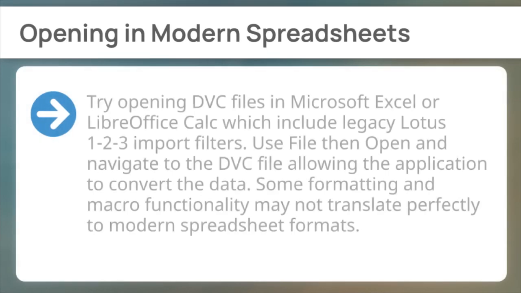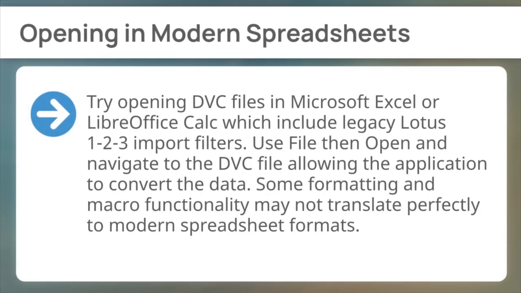First, opening in modern spreadsheets. Try opening DVC files in Microsoft Excel or LibreOffice Calc, which include legacy Lotus-123 import filters. Use File, then Open, and navigate to the DVC file, allowing the application to convert the data. Some formatting and macro functionality may not translate perfectly to modern spreadsheet formats.